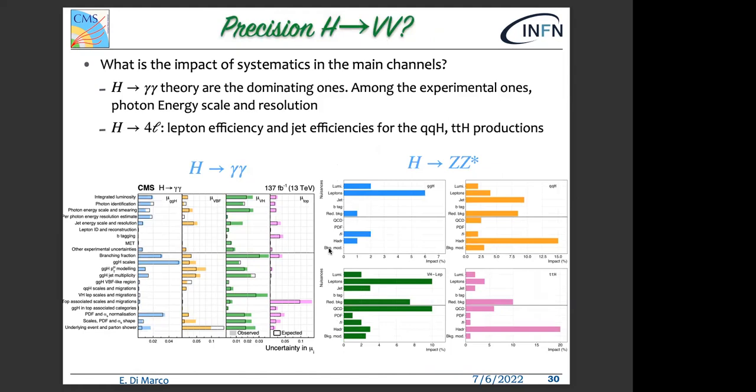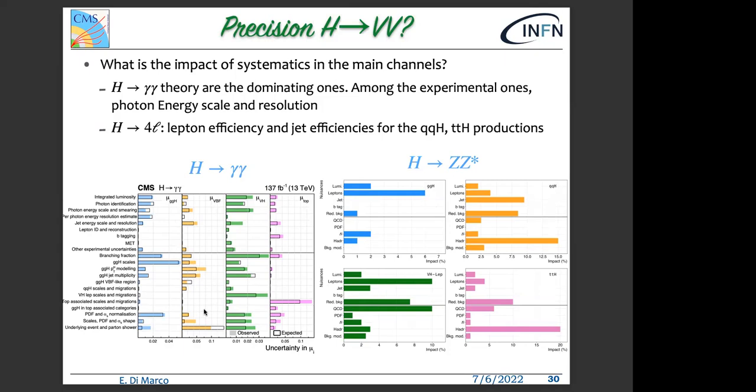Now, as I said multiple times, we are moving to a precision era of the Higgs coupling measurements. So I want just to show you the systematic contribution to this measurement for the gamma gamma and ZZ channels. These were done in both cases for the simplified template cross section measurement, but you can see here the breakdown in experimental and theory uncertainty.